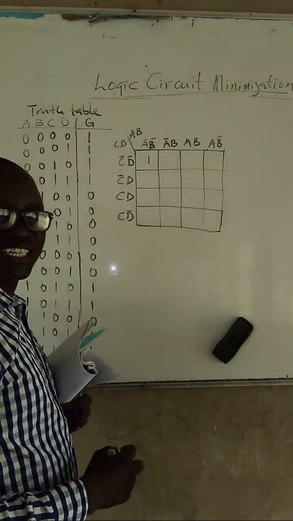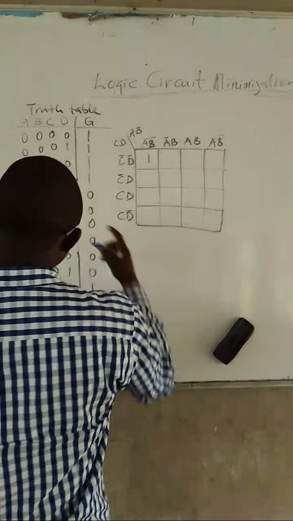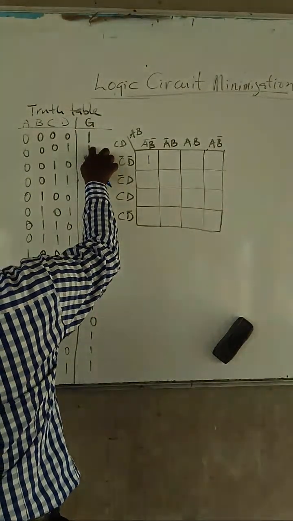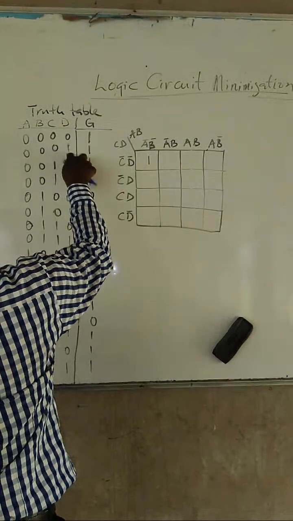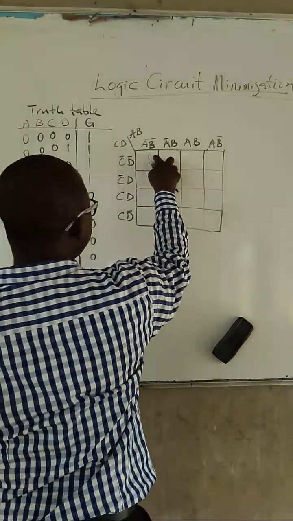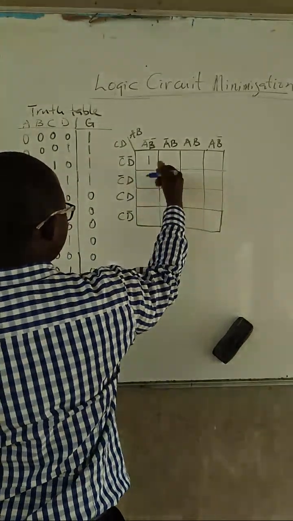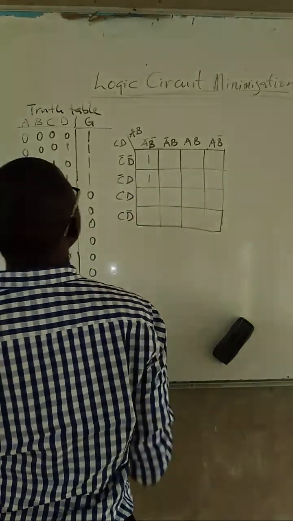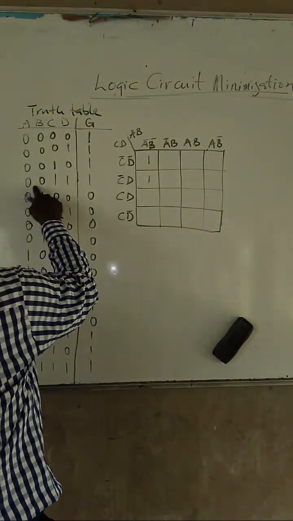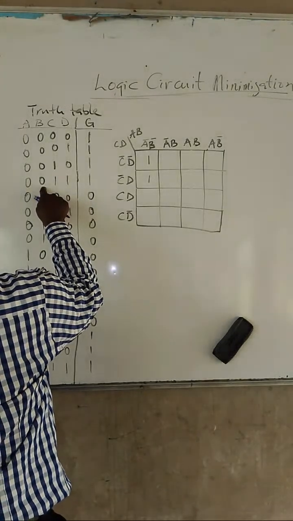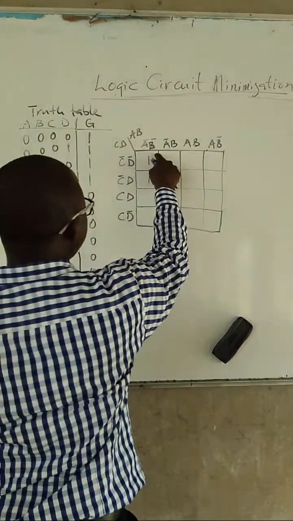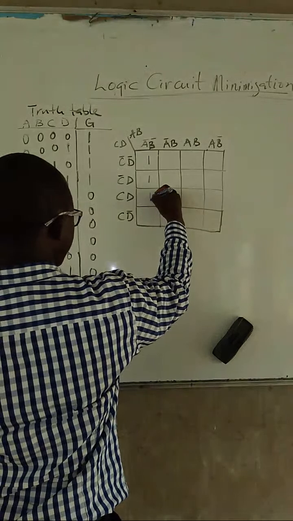Isn't that interesting? Let's look at the next. This one, we have A bar, B bar, C bar, D. That is A. The next one, A bar, B bar, C, D, is coming here.